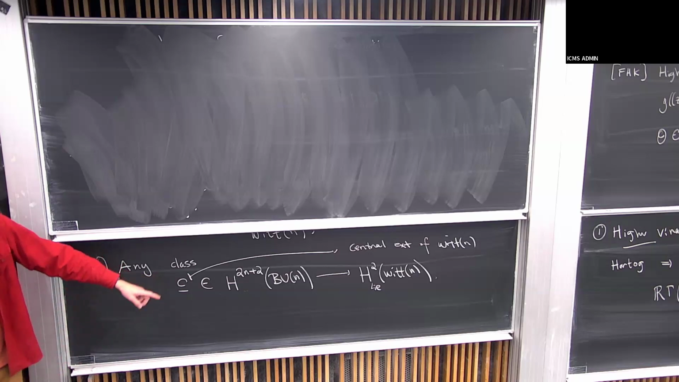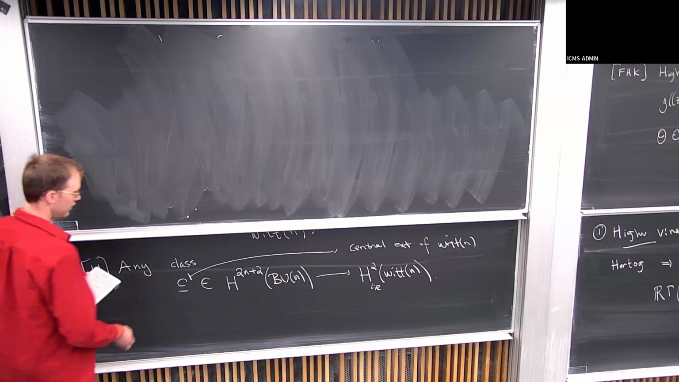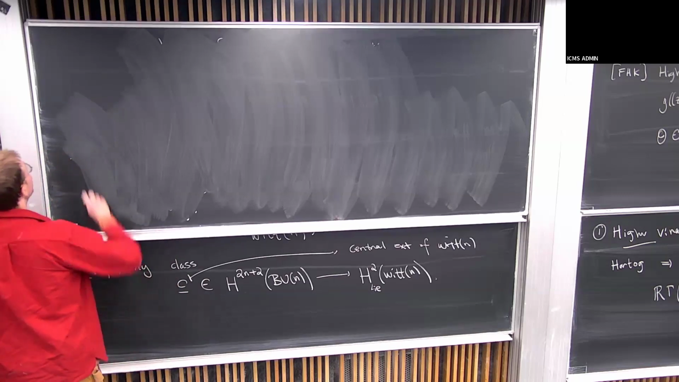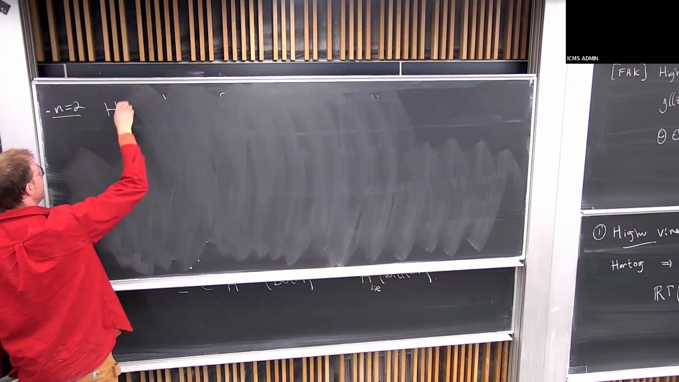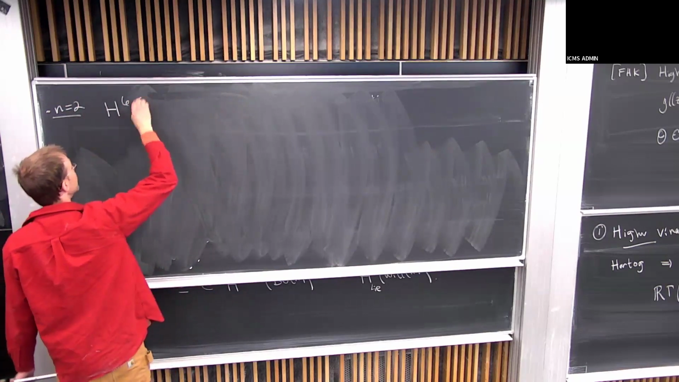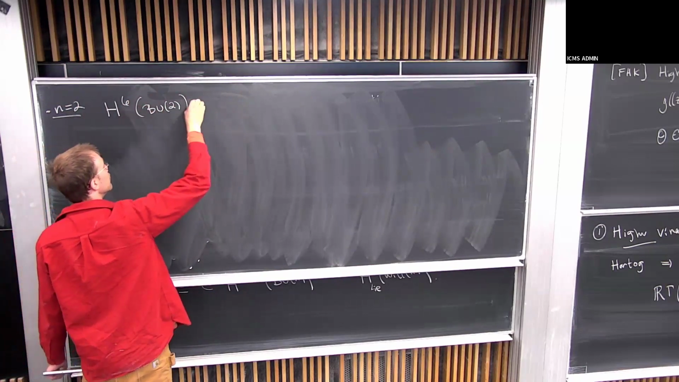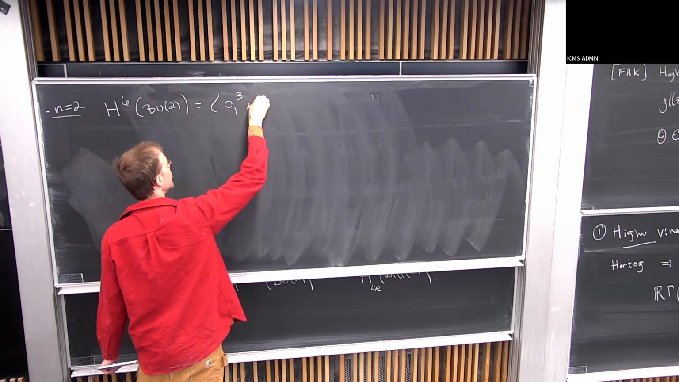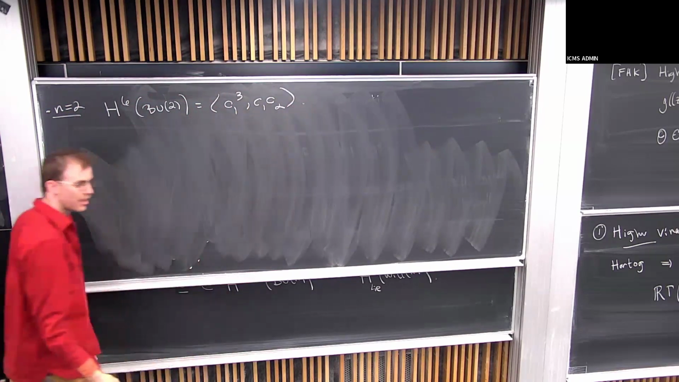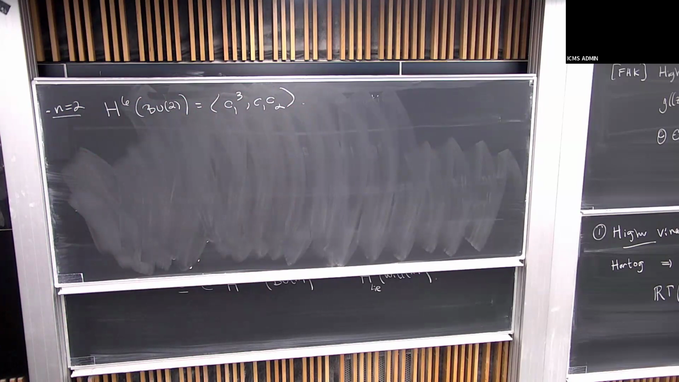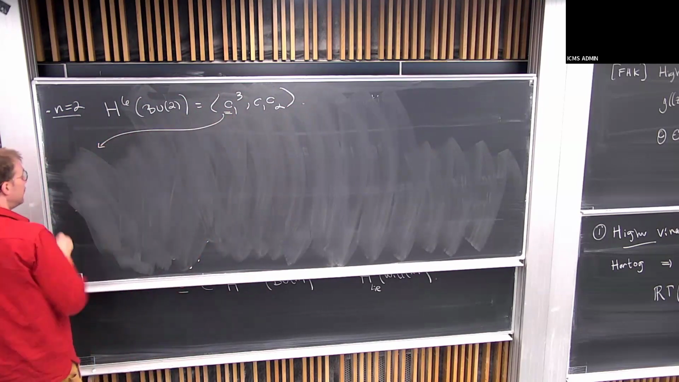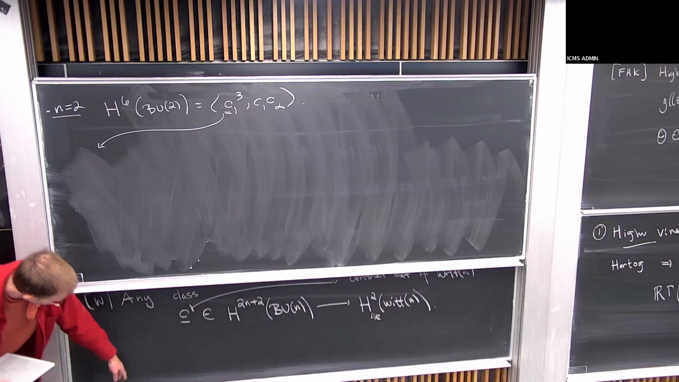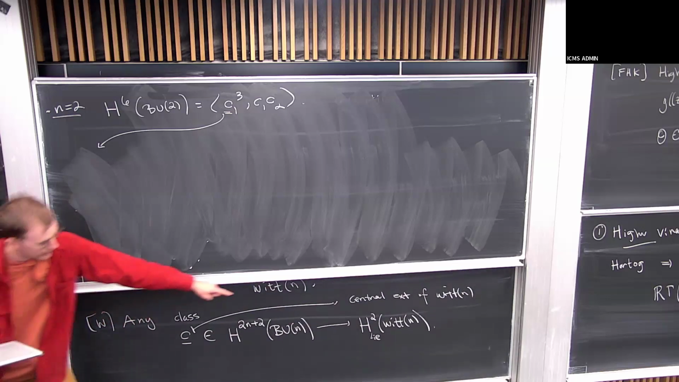But as we can already see, when n is 2, we're looking at H6 of BU2. And of course, there's two things there. So here's an example. Let me look at just this one. I'm going to tell you a shadow of what this map is here. I'm going to tell you exactly what the central extension looks like.